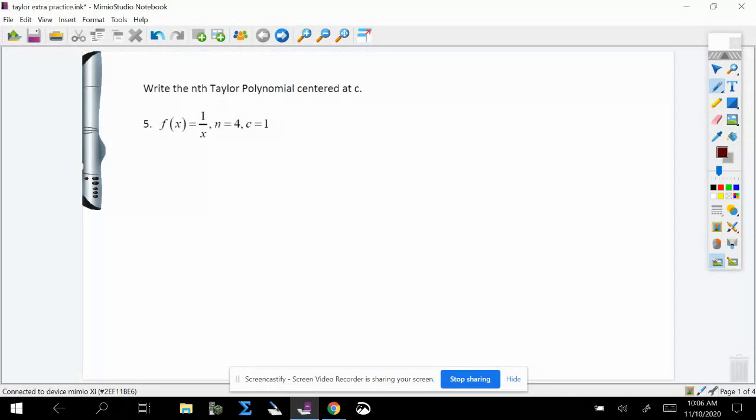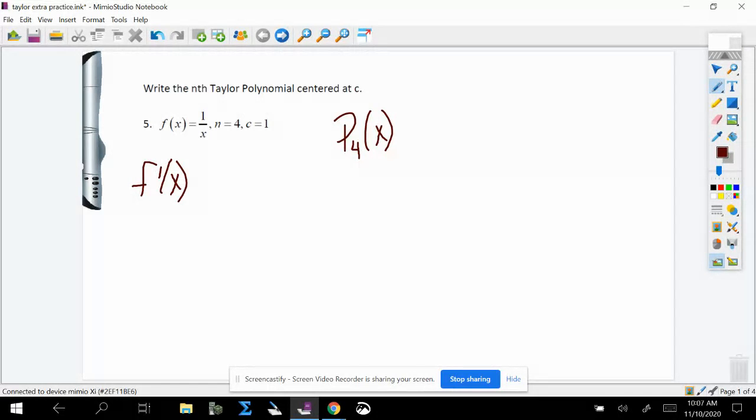So with this one, we have a function 1 over x, a rational function. And we're being asked to write the n equals 4 polynomial. So when n equals 4, that's telling you the degree of the polynomial. So that's saying that we are doing, a lot of times we write it like this, a 4th degree polynomial. And then my center value, sometimes they'll just say it in words or they'll write c equals 1. So the first thing I need to do is I need to take 4 derivatives.